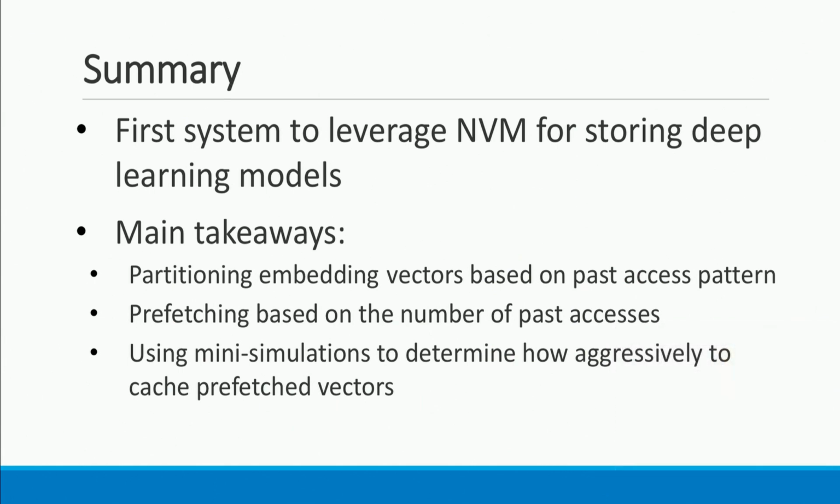So to summarize, to our knowledge, Bandana is the first system to leverage non-volatile memory for storing deep learning models. Our main takeaways are partitioning the embedding vectors based on the past access pattern, prefetching the embedding vectors based on the number of past accesses, and using mini simulations to determine how aggressively to cache the prefetched vectors.